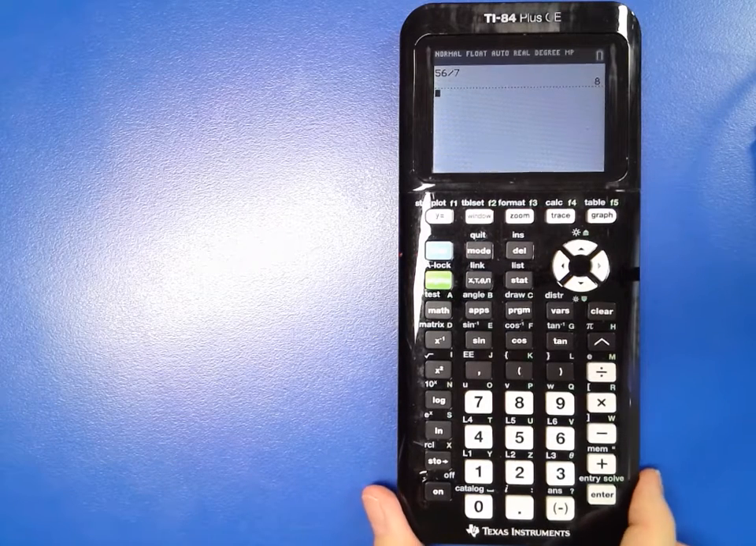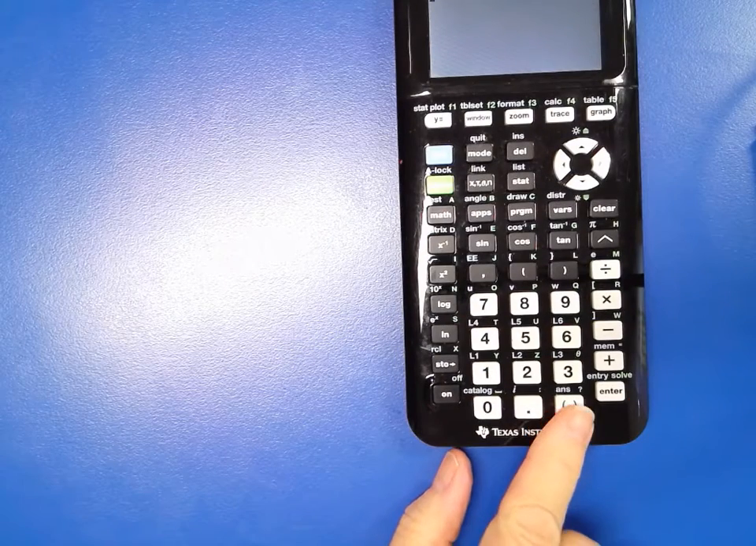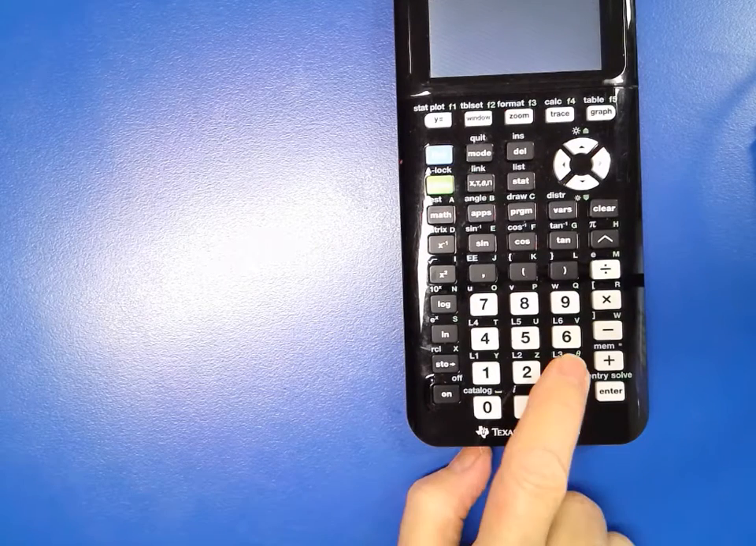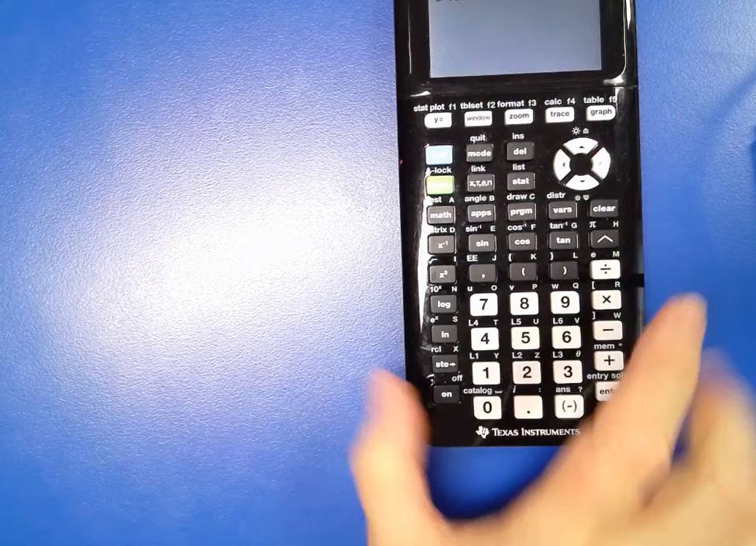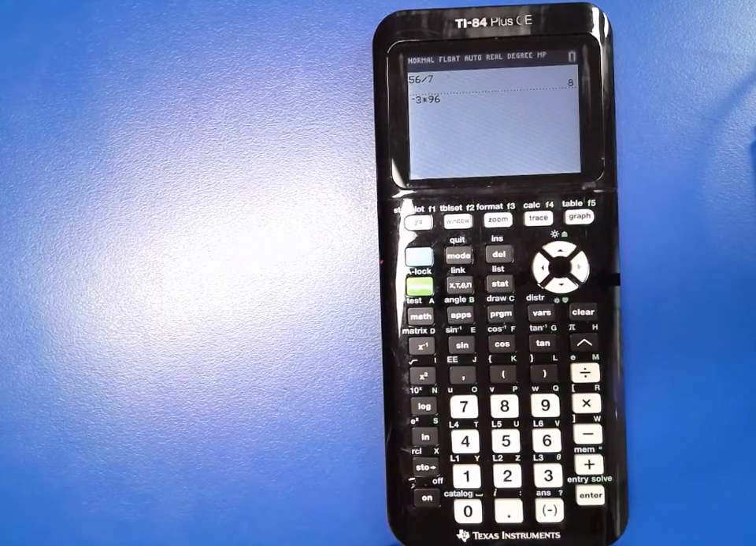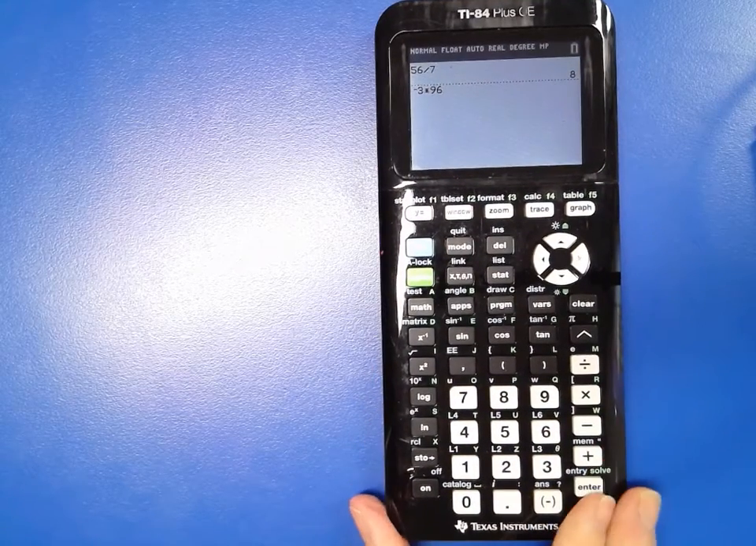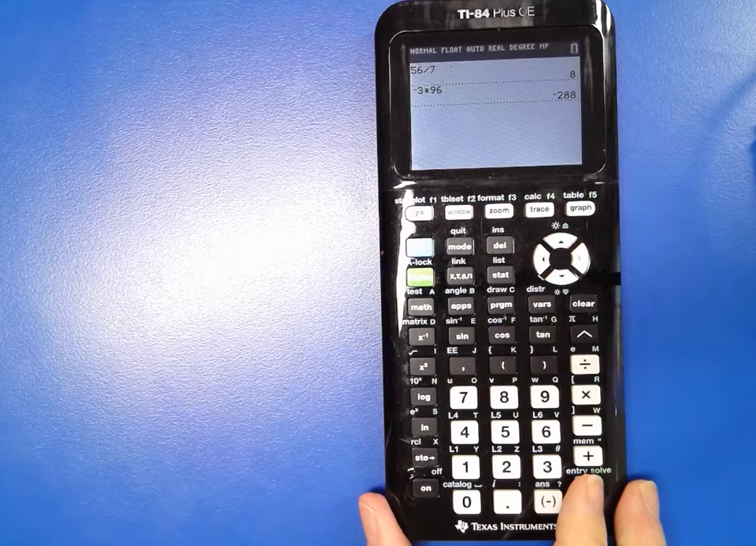Now, the minus key is down here, so if I have to do -3 times 96, that's where I use that negative, not the minus, and it'll give me a negative answer.